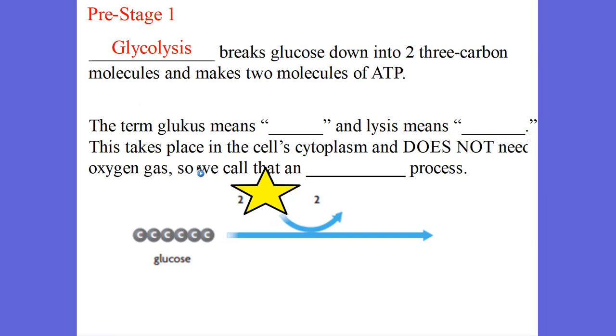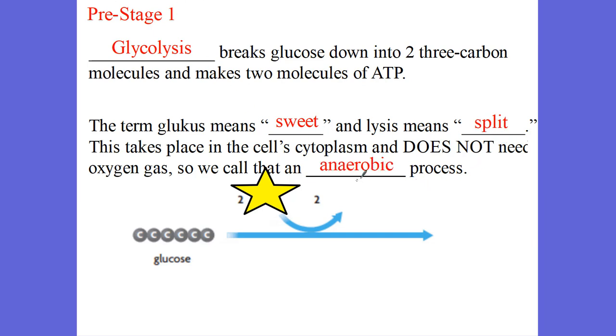That term glycolysis, if you break it up into its meaning, glucose means sweet. So I am one glucose man. I am sweet. And lysis means to split. It's splitting that sweet molecule down, and it's breaking it down. And so this takes place in the cell cytoplasm. It does not take place in the mitochondria yet. It takes place in the cytoplasm, and it does not need oxygen gas, so we call that an anaerobic process.